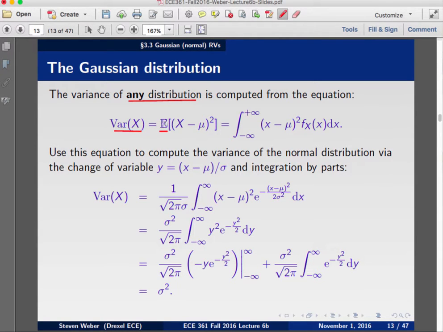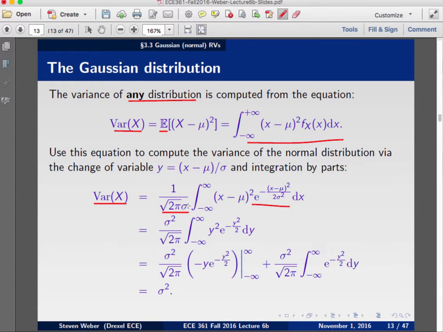And by definition of expectation of a function of a random variable, this expression here is equal to this integral here. Okay, so now all I'm going to do is substitute in the particular form of the normal PDF right here. And that's what I'm doing down here. I'm saying the variance of a normal random variable x is given by this general expression where I've put in the PDF for the normal and I've pulled out the constant, which does not depend upon x.